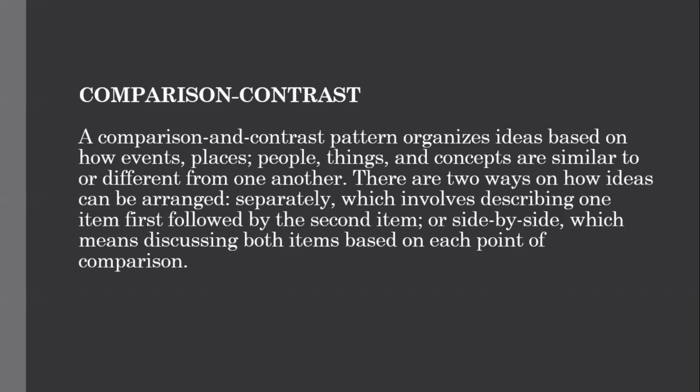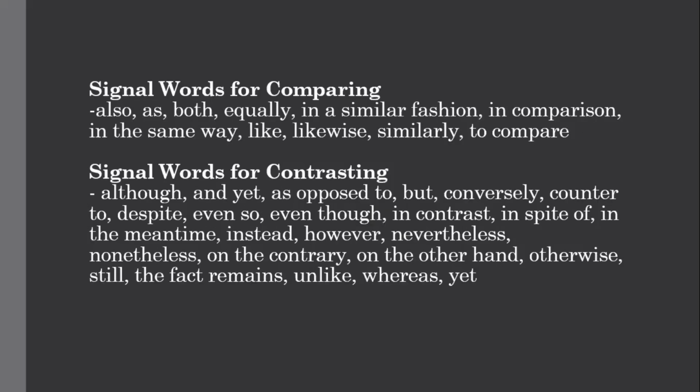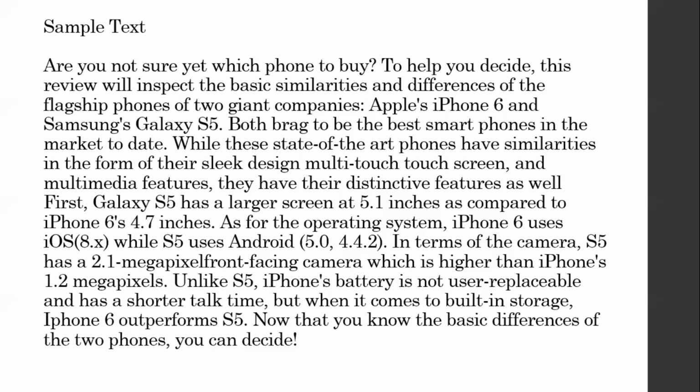So in this pattern, the commonalities and distinctions of the subjects or concepts are being compared and contrasted. Comparison points out the similarities while contrast points out the differences. And these are the signal words for comparing and contrasting. And this is a sample text.